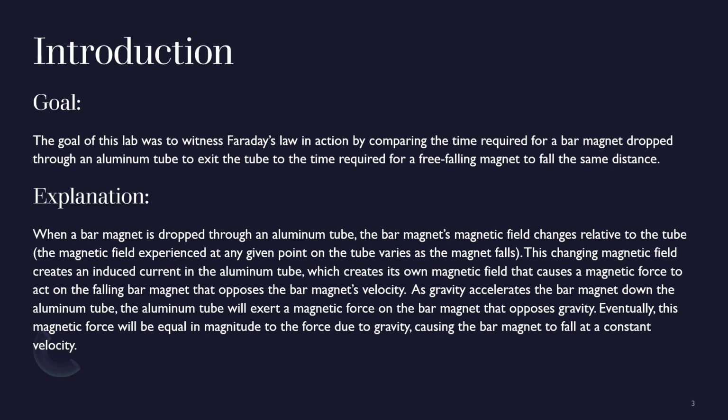As gravity accelerates the bar magnet down, the aluminum tube will exert a magnetic force on the bar magnet that opposes gravity. Eventually, this magnetic force will be equal in magnitude to the force due to gravity, causing the bar magnet to fall at a constant velocity.